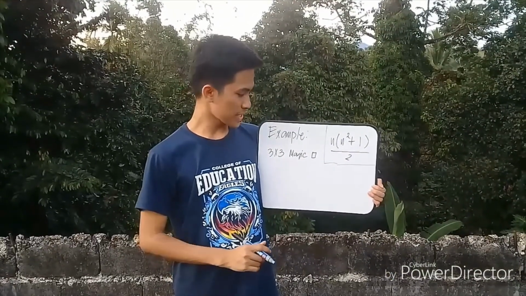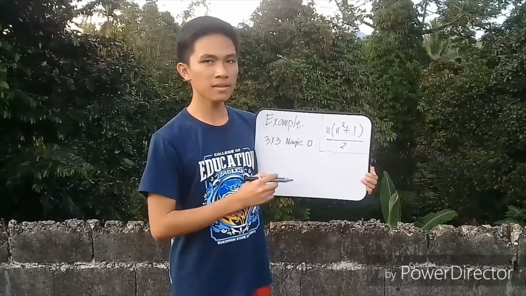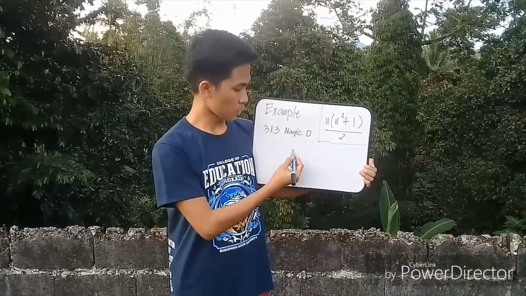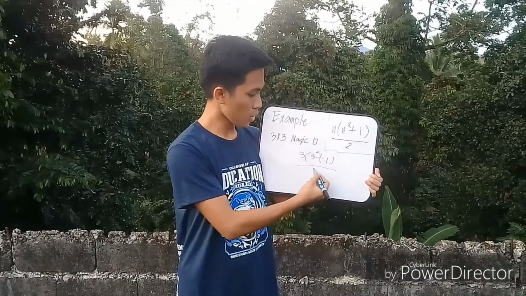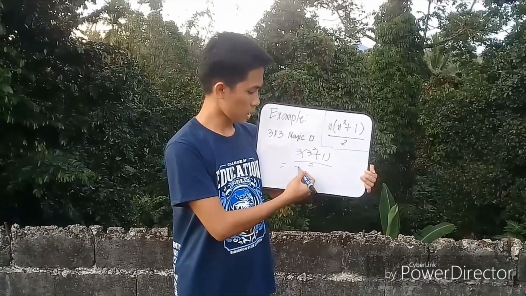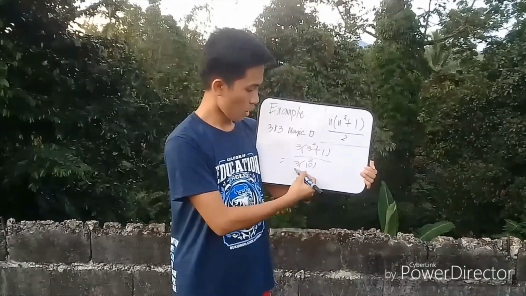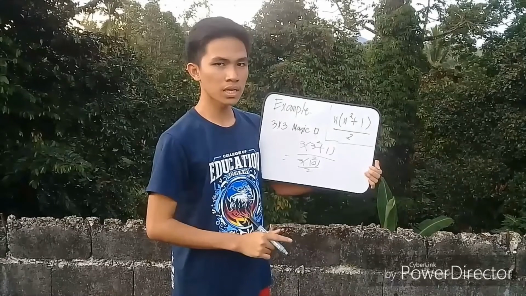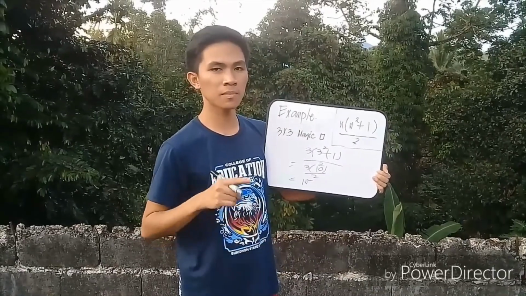Let's have an example. For a 3x3 magic square, let's find its common sum using the formula n times the quantity of n squared plus 1, all over 2. So our n is equal to 3. So 3 times 3 squared plus 1, all over 2. That is equal to 3 times, 3 squared is 9, plus 1 is 10, all over 2. 3 times 10 is equal to 30, divided by 2 is equal to 15. Therefore, our common sum in a 3x3 magic square is equal to 15.